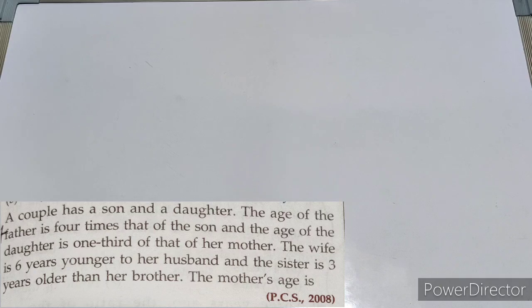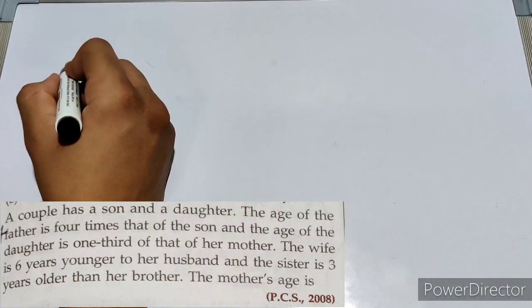The next question goes like, a couple has a son and a daughter. The age of father is 4 times that of the son and the age of daughter is 1/3 of that of her mother. The wife is 6 years younger to her husband and the sister is 3 years older than her brother. The mother's age is. So in this question the number of variables is much larger. So don't get confused and take variables according to the first letter of the name as I told you in the first lecture. So let us look at the solution.